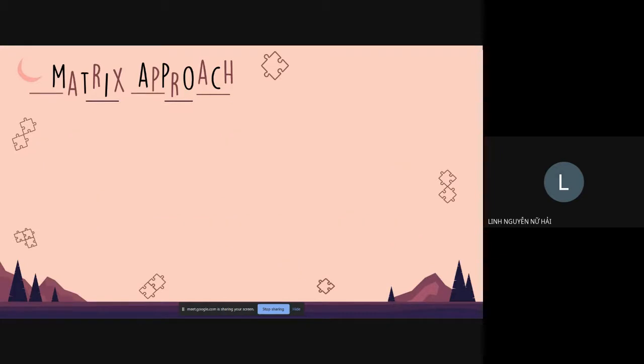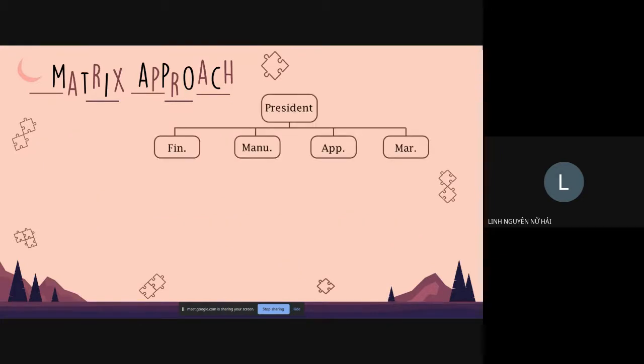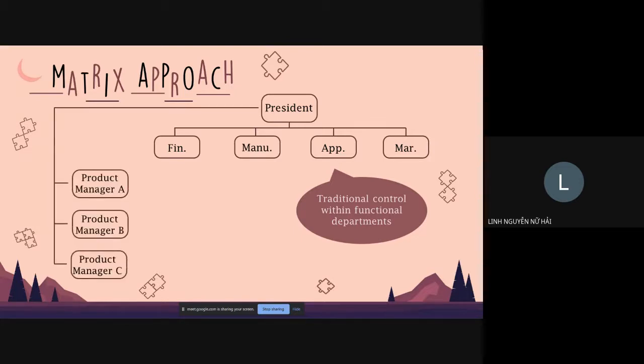In matrix approach, the functional hierarchy of the authority runs vertically, providing traditional control within functional departments. The divisional hierarchy of authorities runs horizontally, and it provides coordination across departments. The top leader is responsible for the entire matrix. The top leader oversees both the product and functional chains of command. His or her responsibility is to maintain a power balance between the two sides of the matrix.